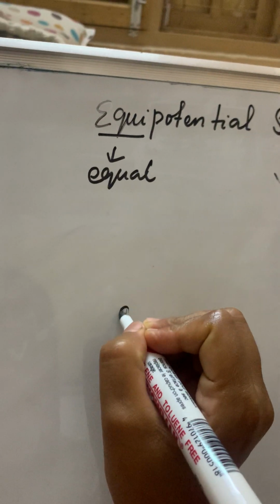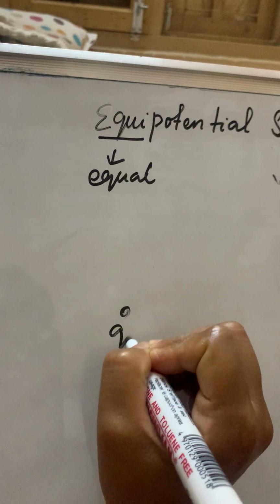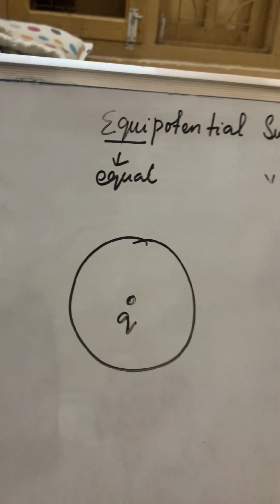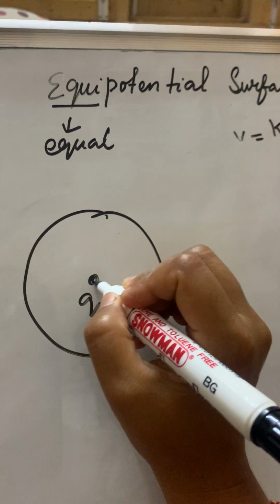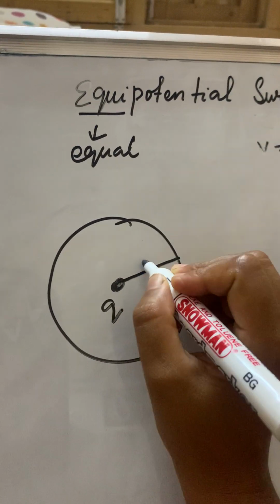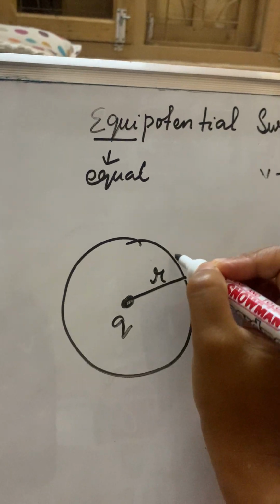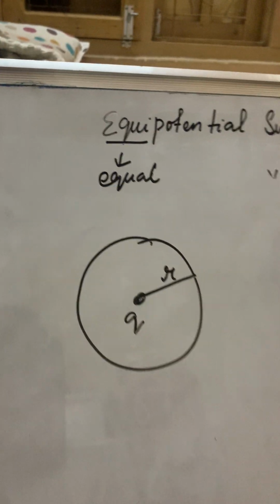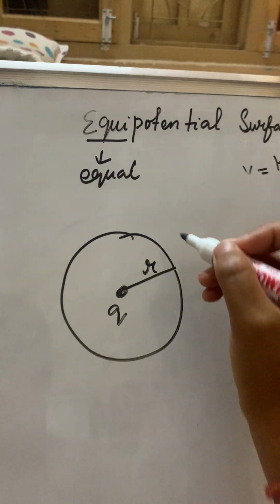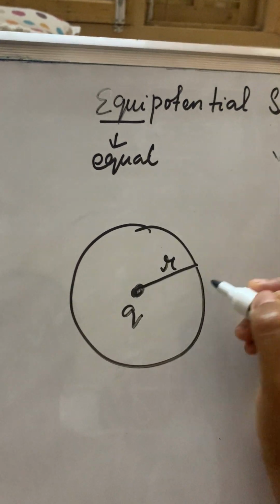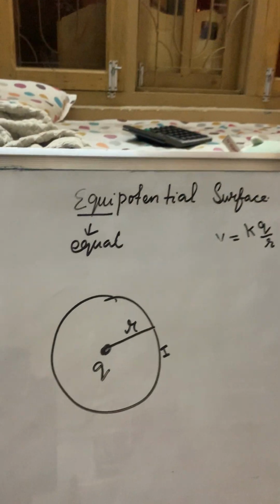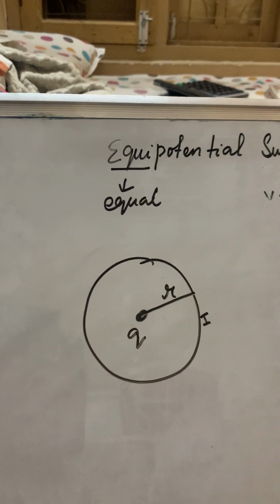Suppose this is Q, right? Now at the distance of R, the same distance R, at all the points on the surface the potential will be same, isn't it? So this surface, let me name it surface number 1. This is one of the equipotential surfaces.